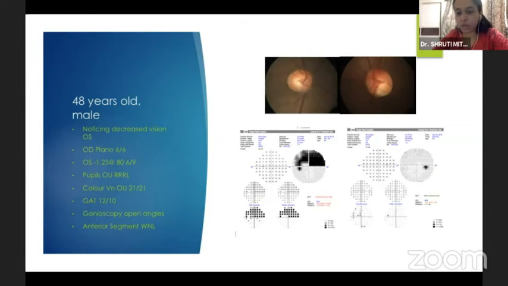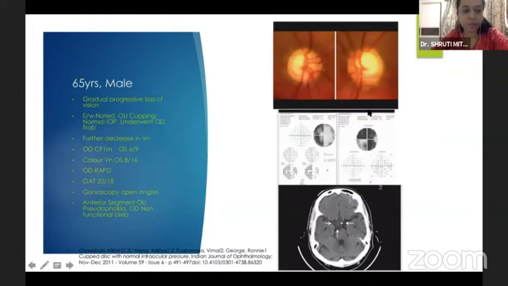He was followed up every 3 months with intraocular pressure, disc, and field evaluation, and the fields continued to remain stable over a period of 2 years. Ultimately, he was diagnosed to have a probable inferior coloboma in the left eye and was kept under close follow-up. This is another case which I have borrowed from this article by Chaudhary et al.